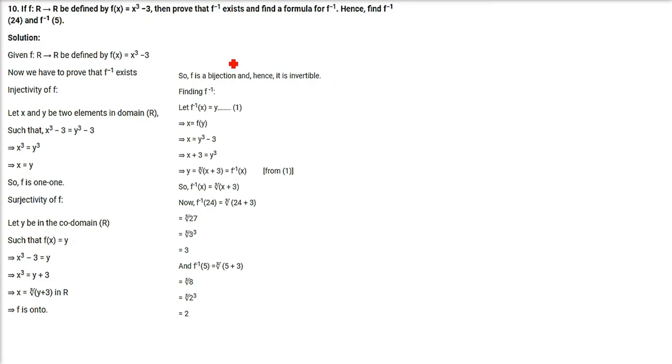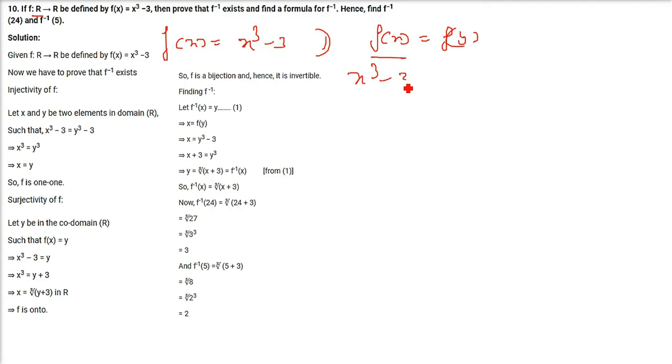So f is R to R, so real numbers we have, and the function is x³ - 3. So 1-1 and onto we'll prove first. How to prove it as 1-1? f(x) equals f(y) we assume, and we try to prove that if it is true then x should be equal to y. f(x) is x³ - 3, so just put it here, x³ - 3. In place of f(y) you will put y³ - 3. So add plus 3 on both the sides, 3 gets cancelled, x³ equals y³. So as I told you in the theory also, x³ equals y³ will always give x equals y, for the real numbers.